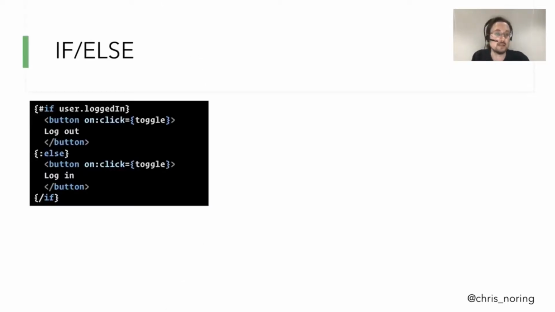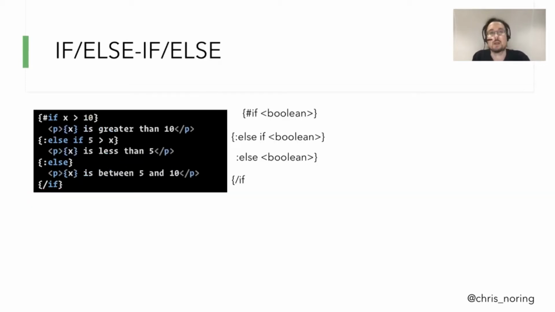Now, the if-else logic looks like this. It's a handlebar syntax. If with a boolean, render this. If it's false instead, then render that portion of the template. And this is just a closing if. We can make that more complicated with else if. So you can see that we're adding else if and as many else if statements as we need. And except for that, it's the same kind of structure like the if and else.